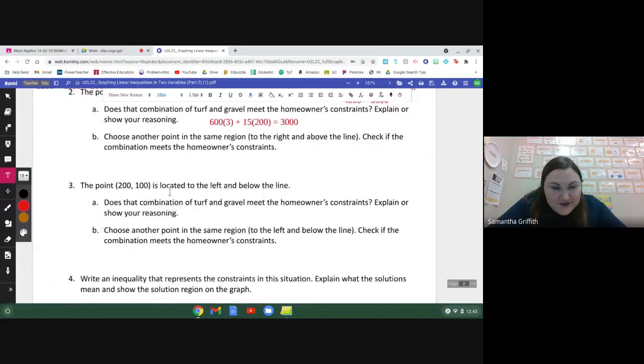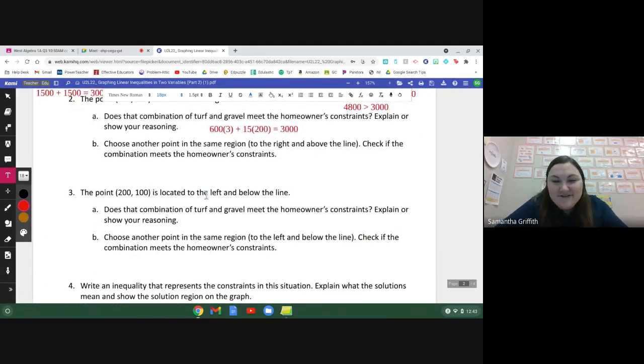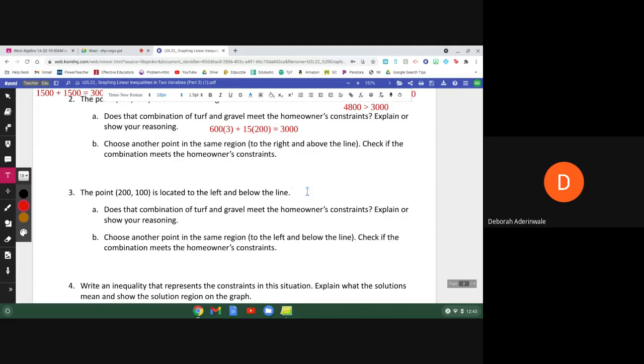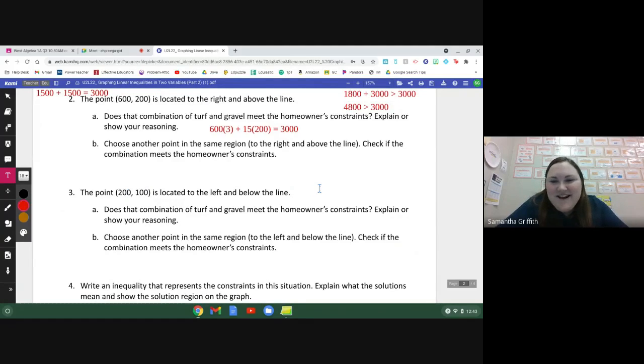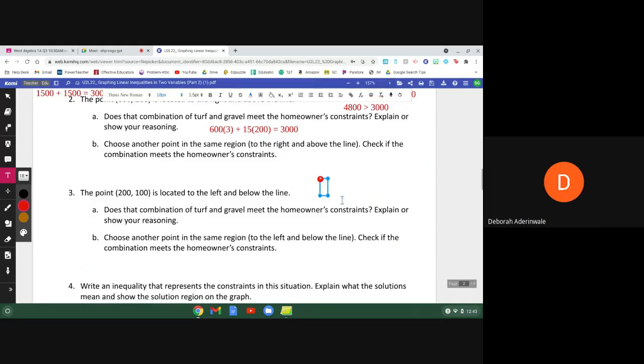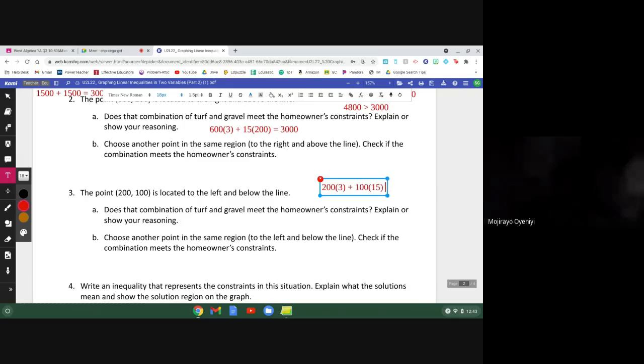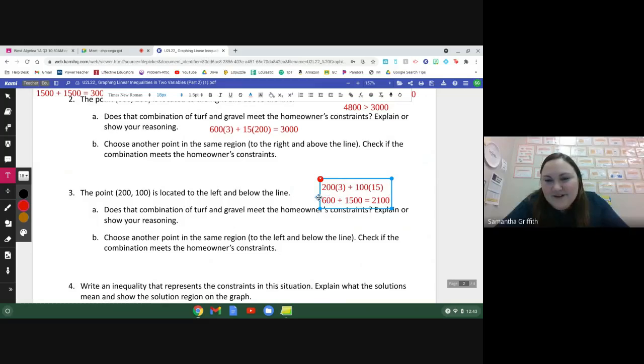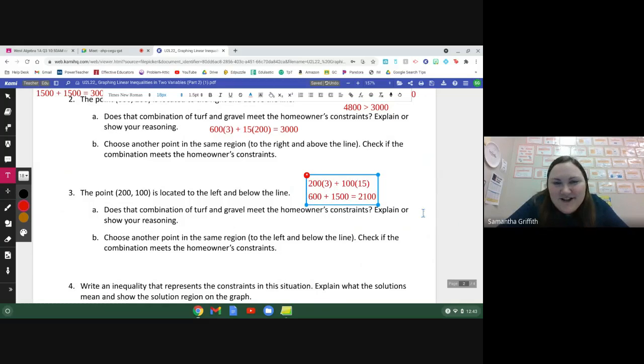Let's look at that point there. The point 200, 100 is located to the left and below the line. Would that combination meet the homeowner's constraints? Yes. Tell us what you did to figure that out. That's 600 plus 1,500 gives us 2,100, and the constraint is 3,000, so that is less than or equal to. So I heard you did all this math. You got $2,100, which is less than our $3,000. So it's within the budget.